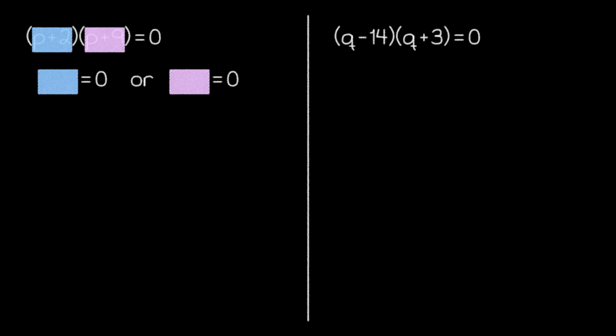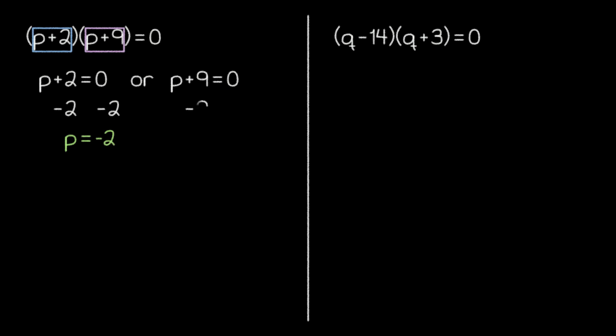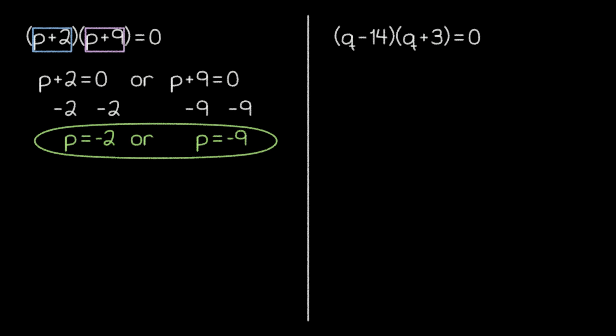That gives us two equations to solve, and once we replace our boxes with the expressions that they each represent, we can see that we just need to do some subtraction to isolate our variables and get our answers. Thus, p can be equal to negative 2 or negative 9.